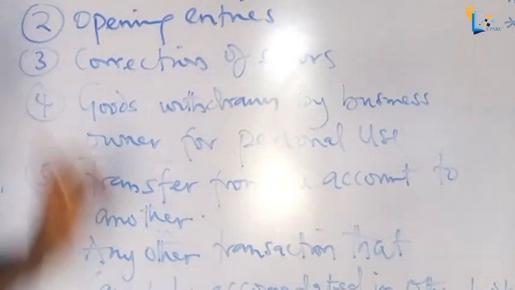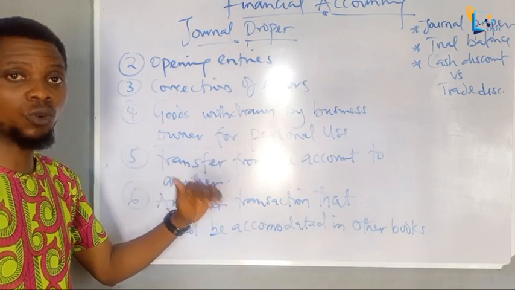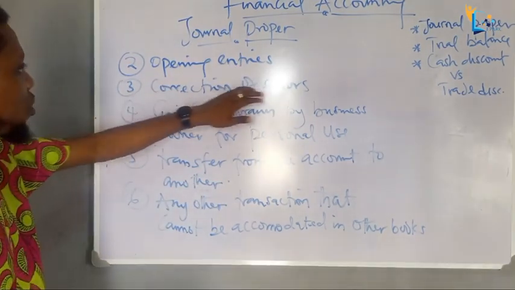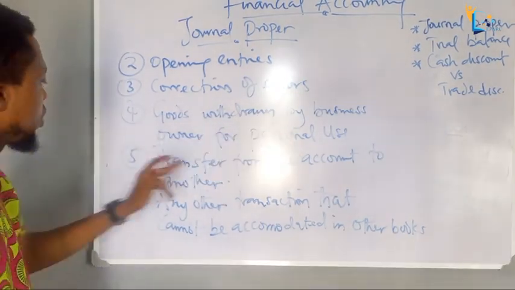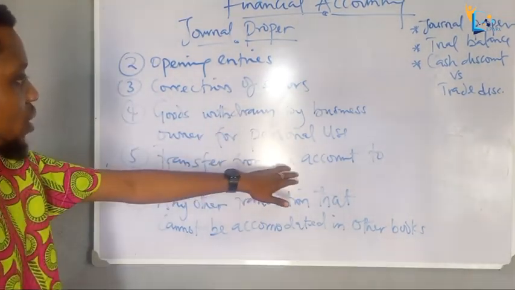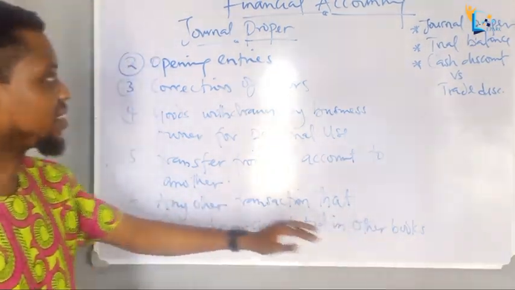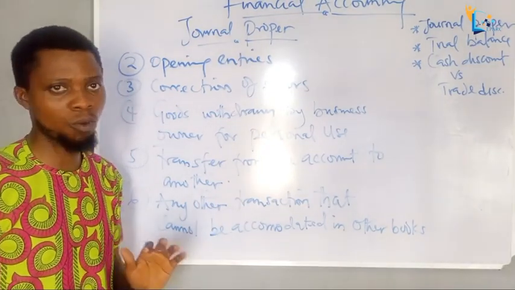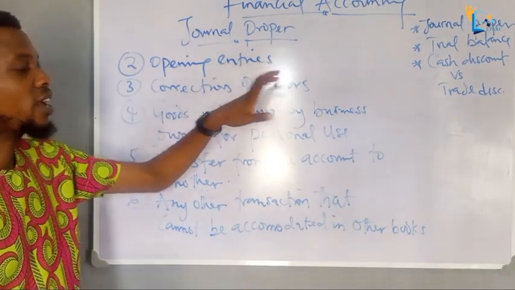Okay, first one we looked at, goods, assets purchased or sold on credit. Number 2, we have opening entries. Number 3, we have correction of errors. Number 4, we have goods withdrawn by the business owner for personal use. Number 5, transfer from one account to the other. Then any other transaction that cannot be accommodated in the books. These are transactions that only the journal proper can accommodate. Do you understand?